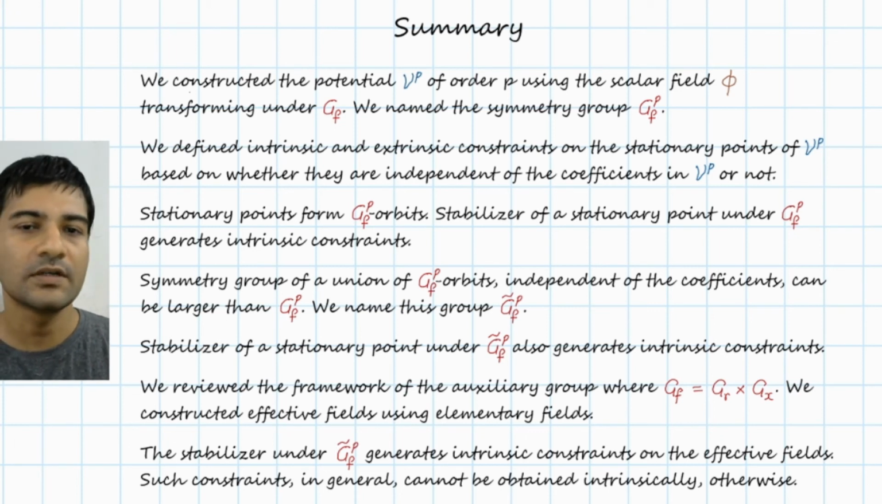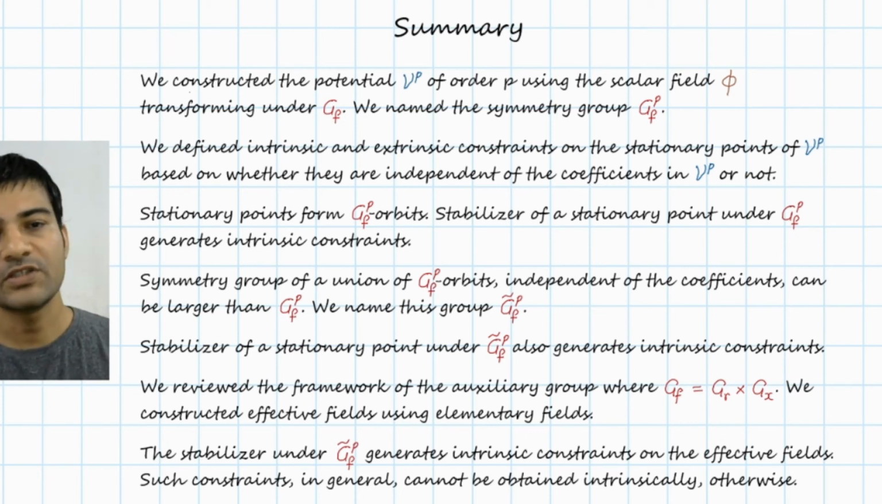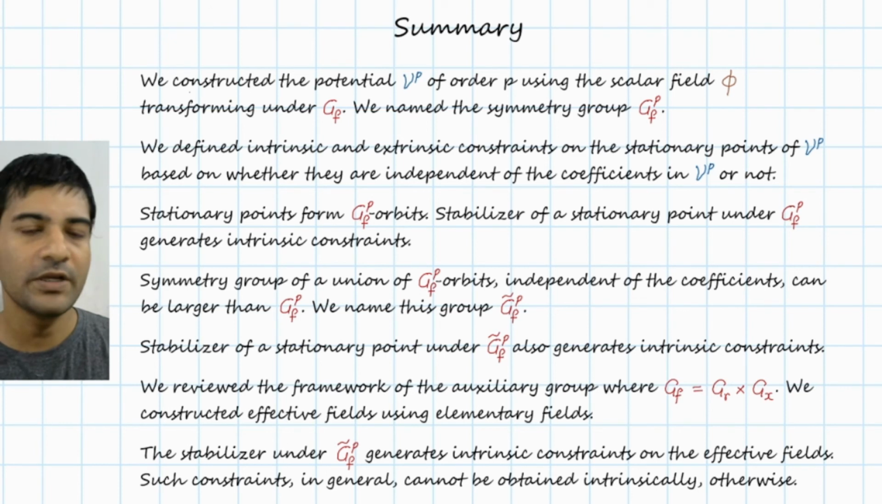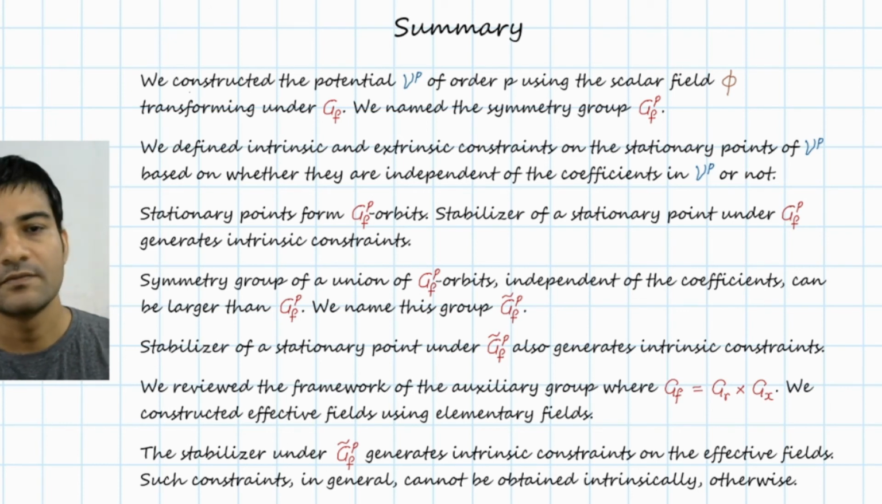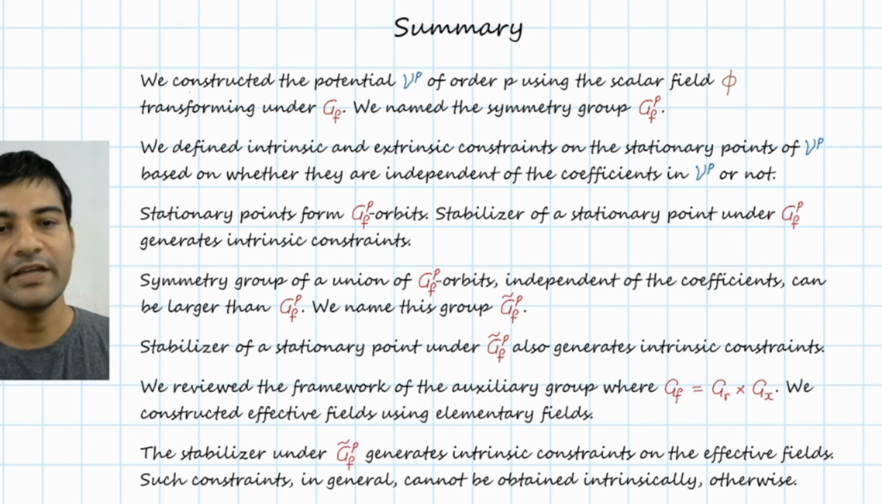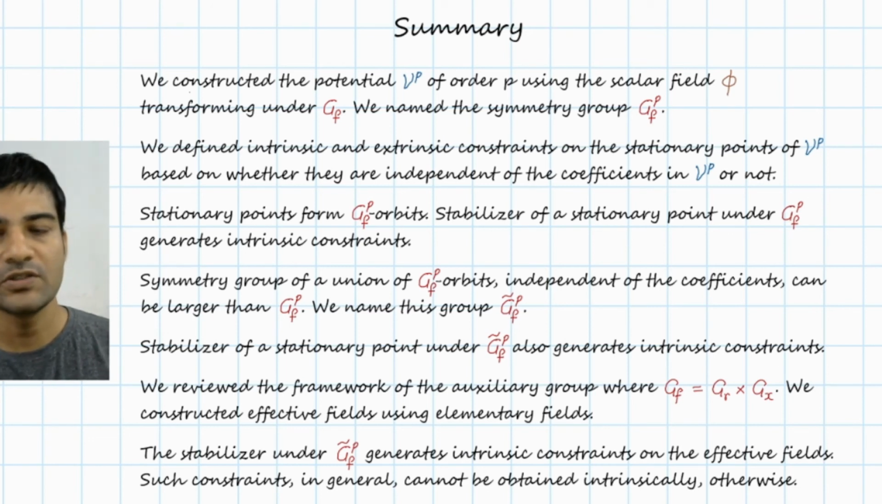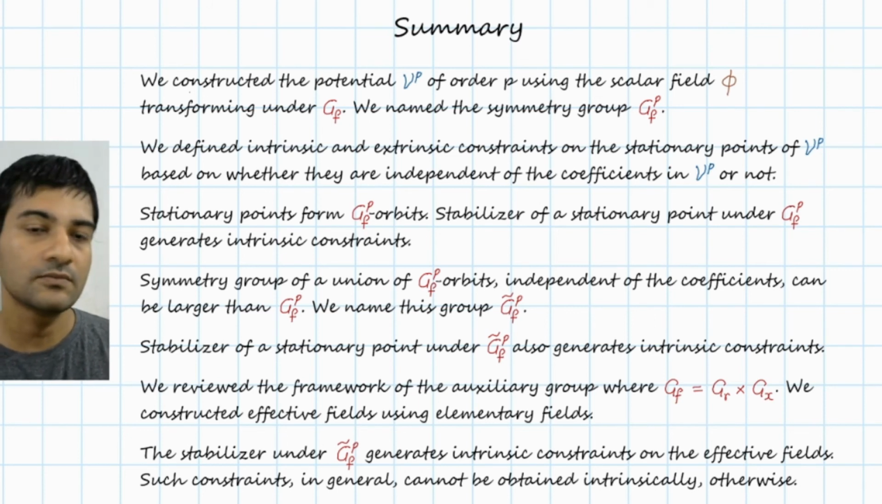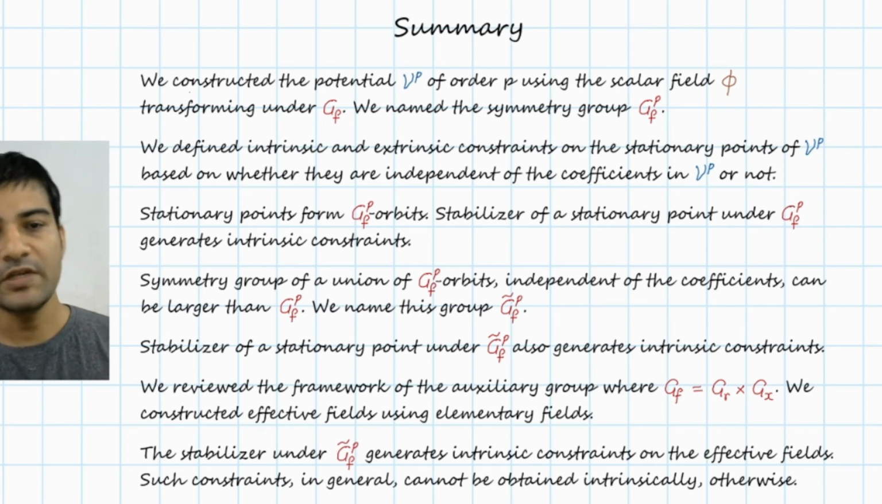I summarize the work here. We constructed the potential Vp of order P using the scalar field phi, transforming under a flavor group GF. We named the symmetry group of the potential GFP. We defined intrinsic and extrinsic constraints on the stationary points of Vp based on whether they are independent of the coefficients in Vp or not. Stationary points form GFP orbits. Stabilizer of a stationary point under GFP generates intrinsic constraints.